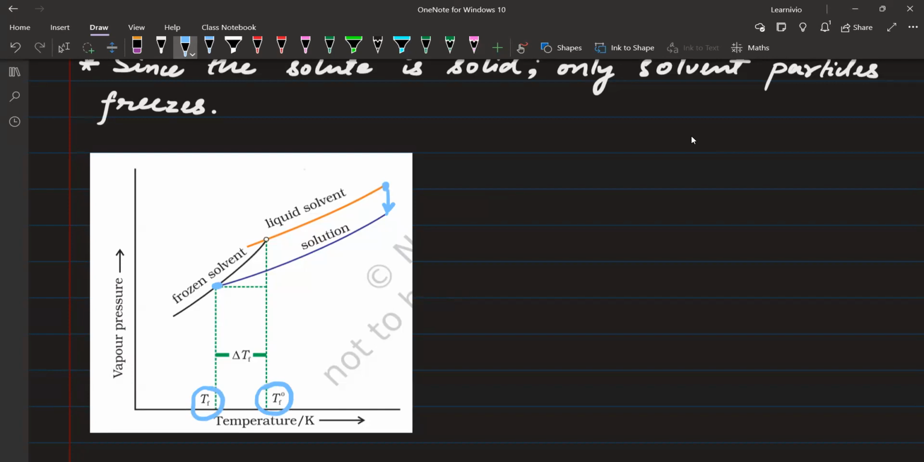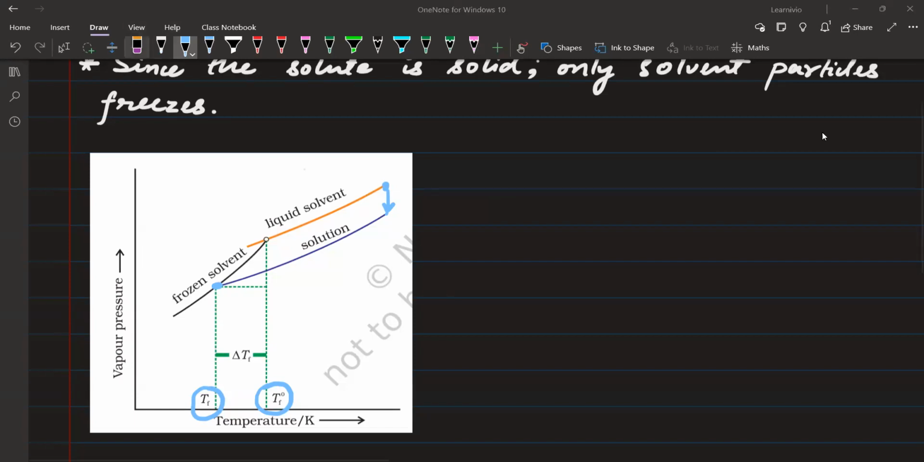Okay, so what is this decrease because of? Because we have added a solute, and that is non-volatile. Due to the solid solute, the vapor pressure decreases, and because of that decrease, further when I am going to decrease the temperature, the solvent particles are going to freeze at lower temperature.